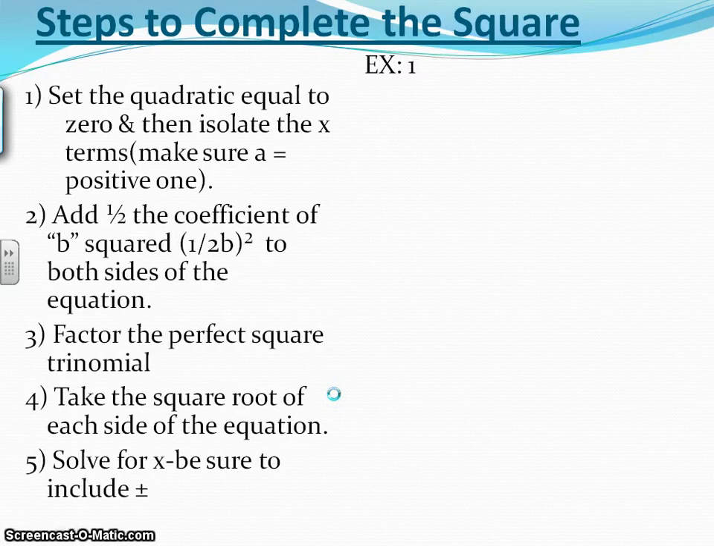So, on the left-hand side, I've written down the steps. It's a good time to pause your computer and copy these steps down. When you're done, you can begin with example 1.